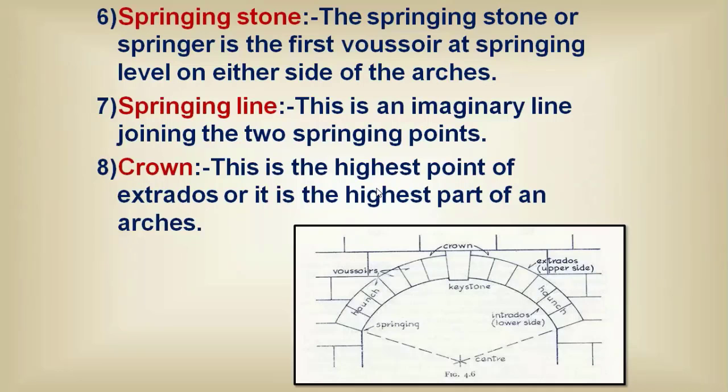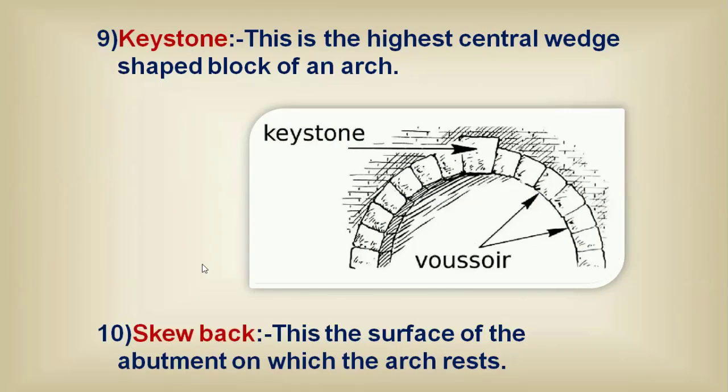Then the crown. This is the highest point of the extrados, as you can see in the figure as well. Next is the keystone. The keystone is the wedge-shaped unit at the crown of an arch, as you can see in the figure also. Next is the skew back. This is the inclined surface of the abutment from which the arch springs.